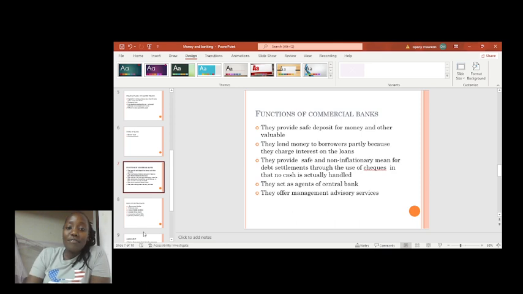And then we have they provide safe and non-inflationary means for debt settlements through the use of checks, in that no cash is actually handled. And then the commercial banks also act as agents of the Central Bank of Kenya. And the last one is they offer management advisory services. So sometimes they will offer advisory services to the management.